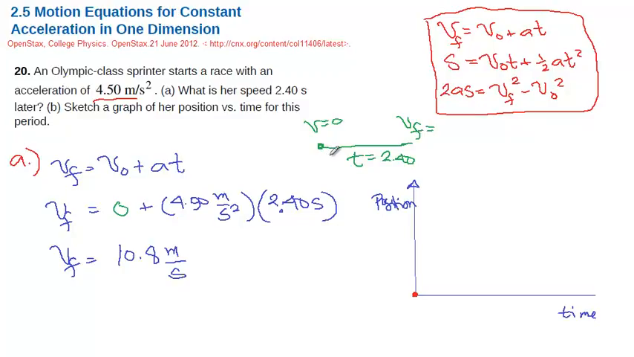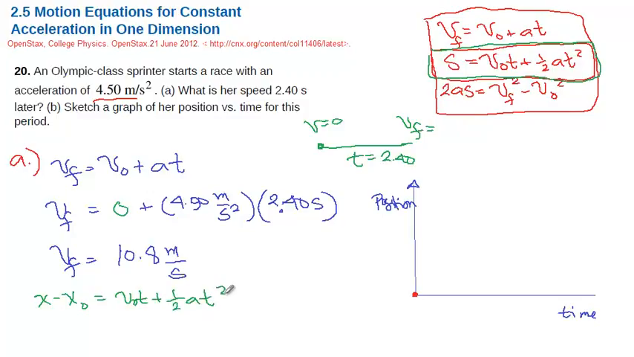By the way, the displacement formula is S is equal to VOT plus 1 half AT squared. And note that S here is just the change in position. So instead of S, I can write x minus xo if I want to. VO is just 0, so I'll have 1 half A T squared. Note here that x minus xo is the change in position.